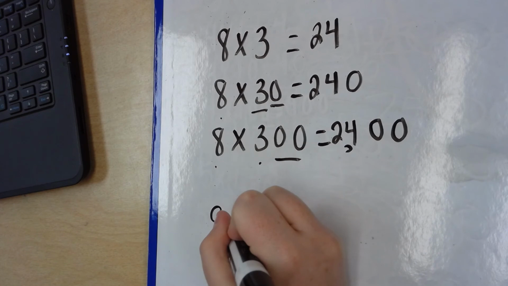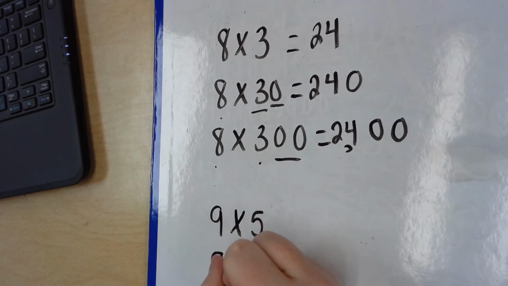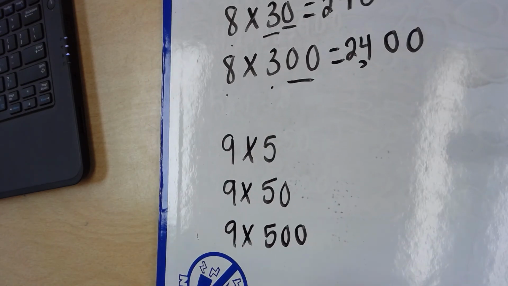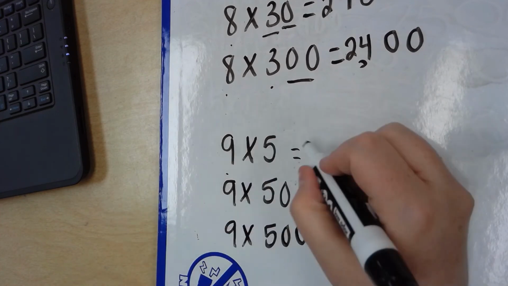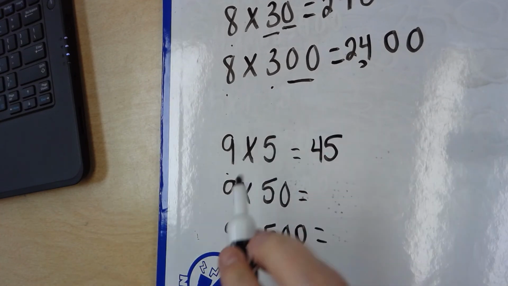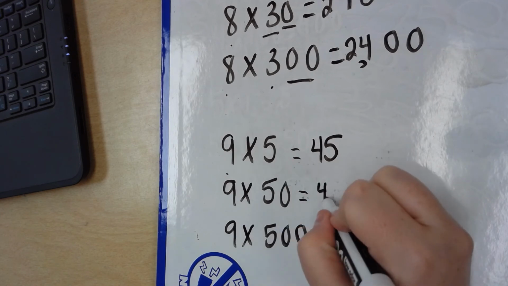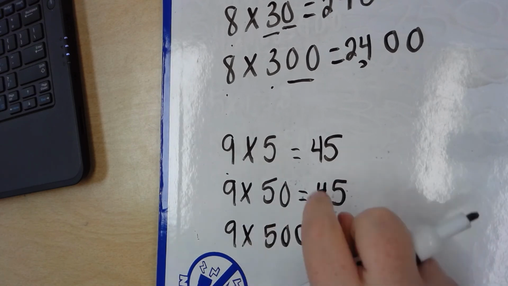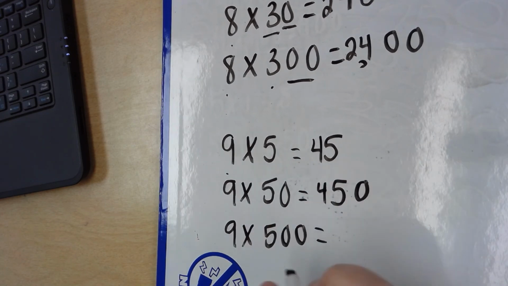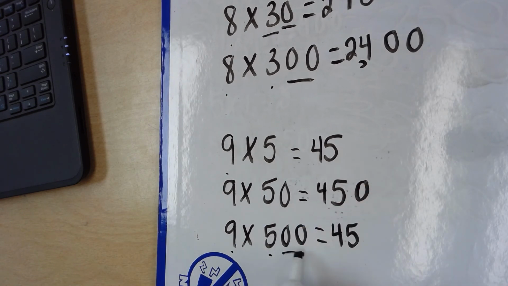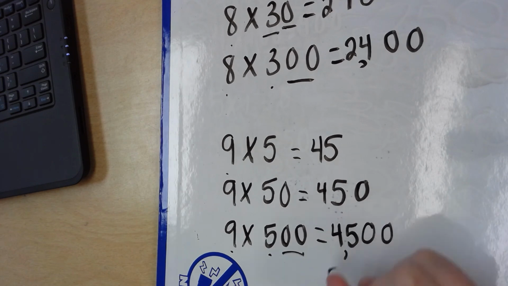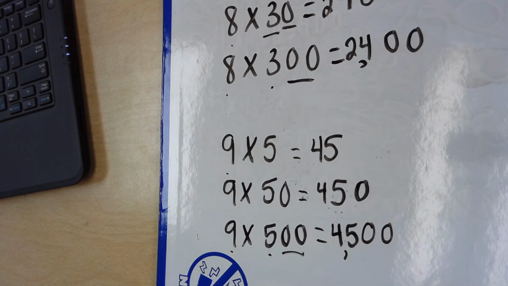Alright, we're going to try one more with a pattern of 5s. So 9 times 5, 9 times 50, 9 times 500. You can see that. Alright, so 9 times 5 is 45. I took away my 0, now I'm going to add it back in. I get 450. 9 times 5 is 45. I took away 2 zeros, I'm adding them back in. Add my comma, I get 4,500.